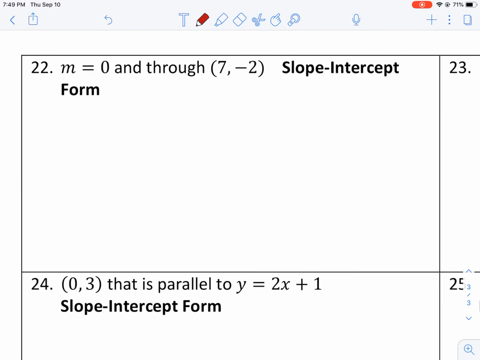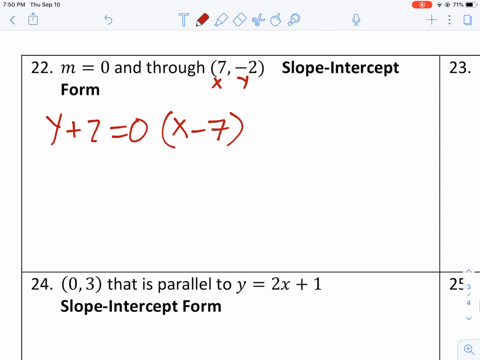Number 22. Okay, so this one they actually want in slope-intercept form. So when we put things in slope-intercept form, when they're giving us a point that's not our y-intercept, we're first going to put it in point slope form. So our y value over here is negative 2, so we're going to have y plus 2. Our slope is 0. And then we have our parentheses x minus 7.